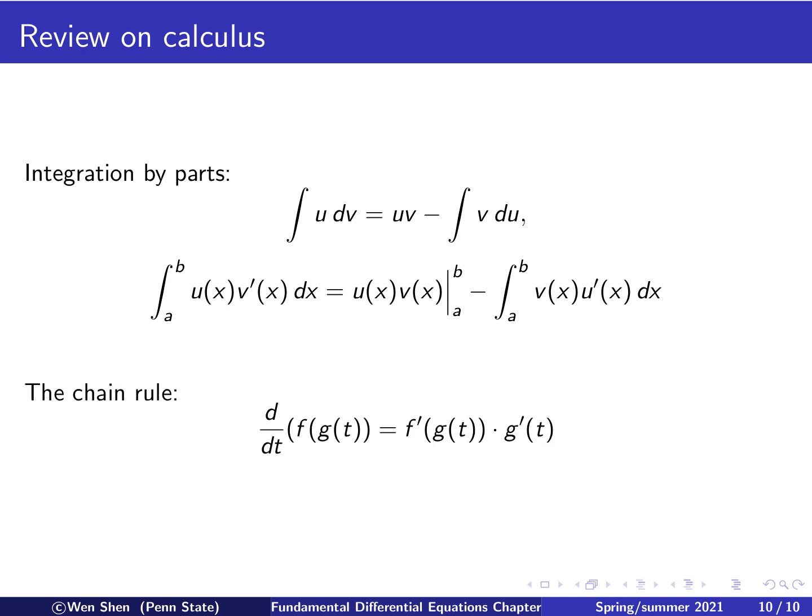Finally, let's review the chain rule. It's for composite functions. If you have a function f that depends on g, and g is a function of t, and then you differentiate this function in t, what you have is f prime of g evaluated at t times g prime evaluated at t. Okay, so all these, we should have them on our fingertips, and we will use them over and over to solve differential equations.